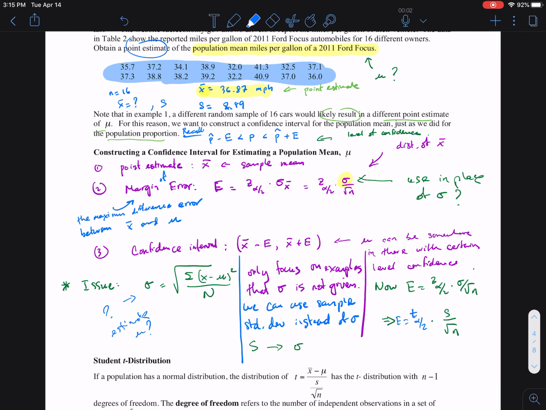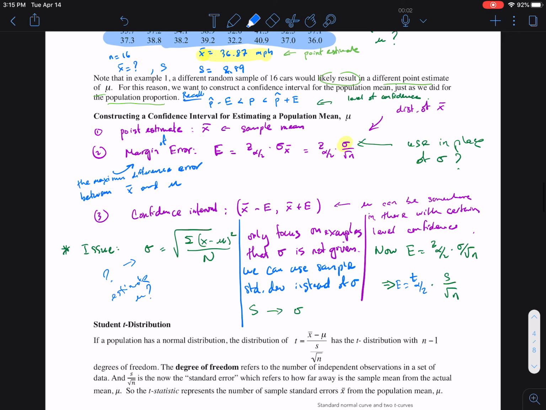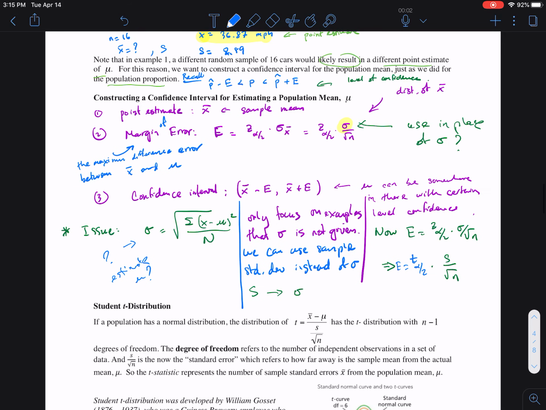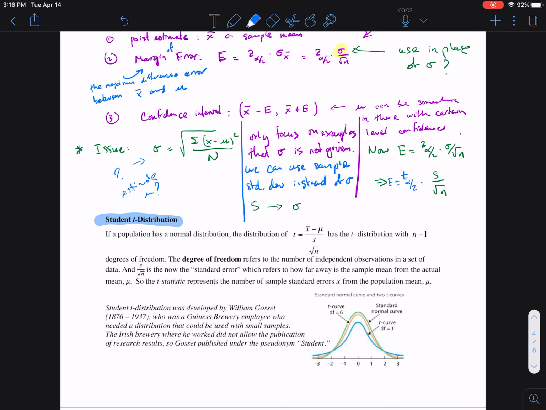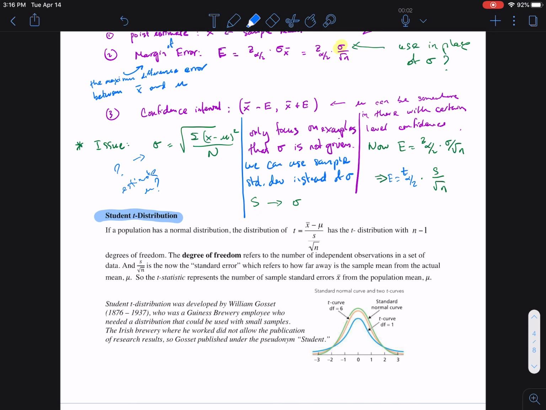Therefore, we have a new entire distribution, and that new distribution is called the T distribution, the Student T distribution. Here's a little background on the Student T distribution that you can read on your own to become familiar with it, and there are great YouTube videos out there as well if you want to learn more. But one important thing with the T distribution is that now we have this new thing called the degrees of freedom. That's something that comes up when we use this T distribution.